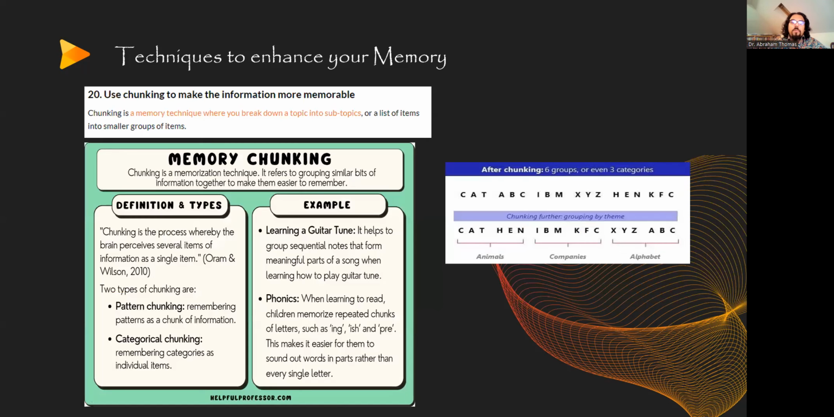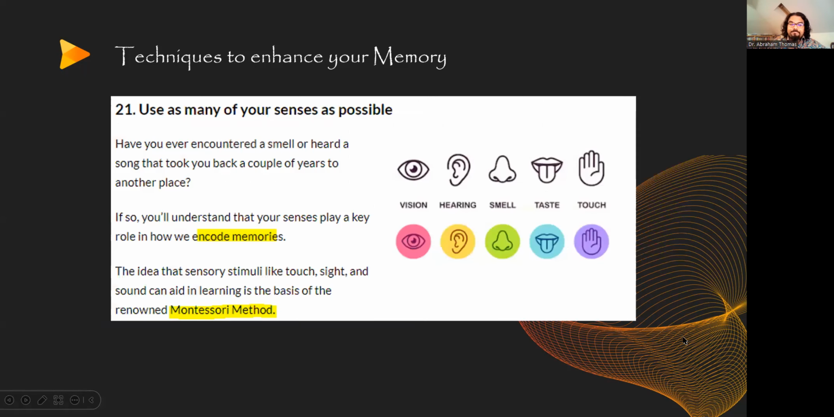And of course, you know about chunking, memory chunking. This is quite an important technique. If I give you this set of letters without the spacing in between, it would be a lot harder to memorize them. However, if you categorize them into animals, companies, alphabets, split them up into triplets, that makes the learning a lot easier. And they use some examples here about how to learn a guitar tune, for example, or phonics.